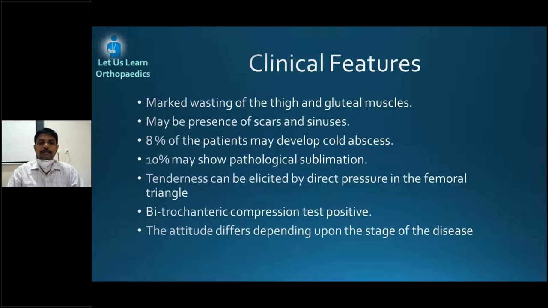In the physical findings, the bitrochanteric compression test is positive. How to elicit the bitrochanteric compression test? Make the patient lie supine, and with the palms of your hands, put a thrust on either side of the trochanter on both sides of the pelvis, medially and simultaneously. When you compress the pelvis by pressure over the greater trochanter on either side, the patient will have tenderness over the femoral triangle region. That is classic for tuberculosis of the hip. The attitude is also very important in examining the stage of TB hip, which I will discuss in detail in the next few slides.